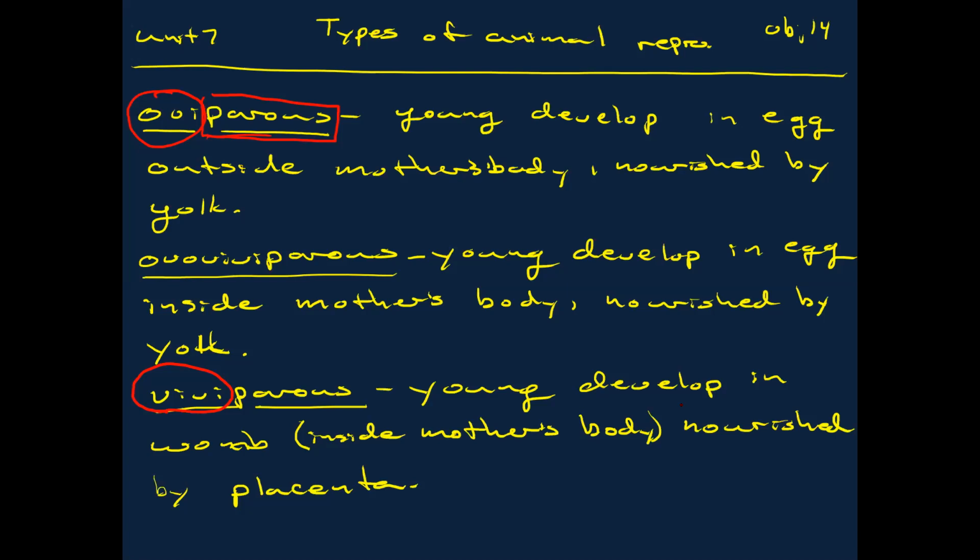So that means literally live birth. So you put them together: ovo, egg, vivi, live, parous, birth. So those kind of sound a little bit confusing. So here's how it works out. In both oviparous and ovoviviparous, there is an egg.